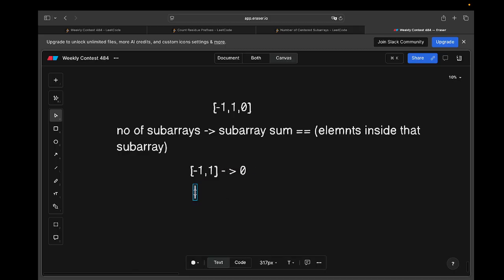Let's see another example. If I take this one, -1, this itself is a subarray, right? So it is contributing to my answer because the sum of this array is equal to the element inside that subarray, so it's valid. If we take -1, 1 and 0, the sum is equal to 0, and if we find 0 present in that subarray, yes it is, then it is also valid. So this is what the question is asking us to do, right?